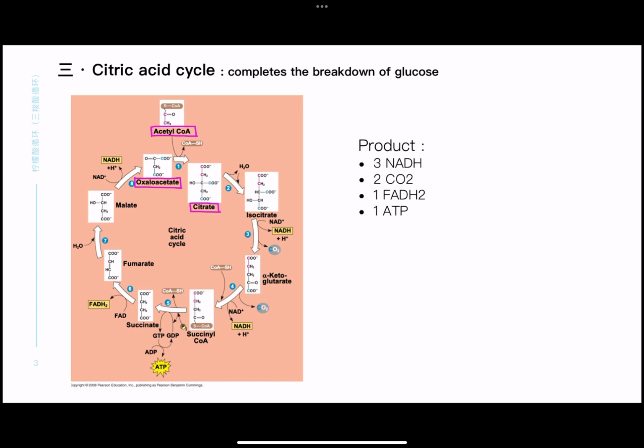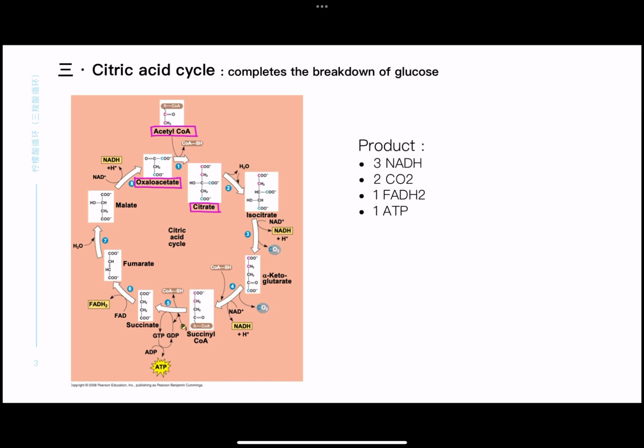Acetyl-CoA and oxaloacetate merge into citrate. The carbon-based molecule is split. A molecule of carbon dioxide is formed, and energy-carrying NADH molecules are made. The number of carbons goes from 4 plus 2 minus 1 minus 1 back to 4, and it repeats.